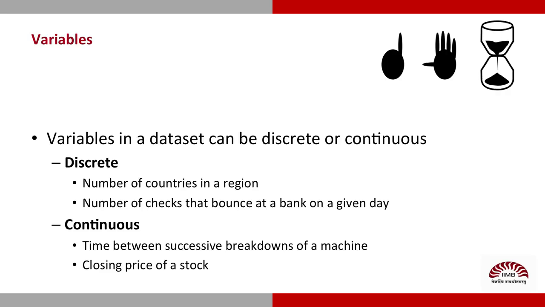Moving on, variables come in two broad categories. Discrete variables are those variables whose values we arrive at by counting. For example, the number of countries in a region or the number of checks that bounce at a bank on any given day. Continuous variables are those that we can measure, such as the time between successive breakdowns of a machine or the closing price of a stock.